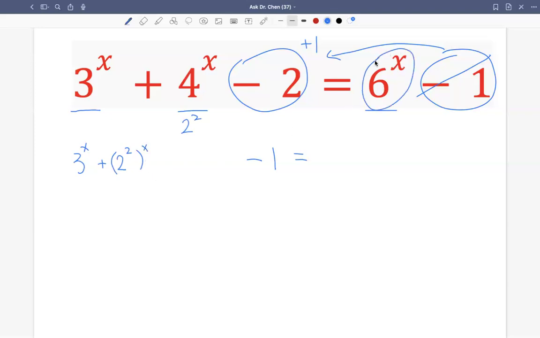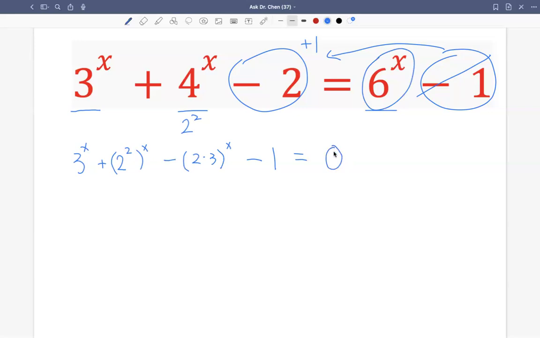Then this is 6 raised by x. We want to move to the left-hand side, becomes negative. So minus 6 raised by x. But 6 is 2 times 3. So we want to split 6 as 2 multiplied by 3, then raised by x. Now, 6 raised by x minus 1 be moved to the left-hand side. So the right-hand side, we're left with 0.